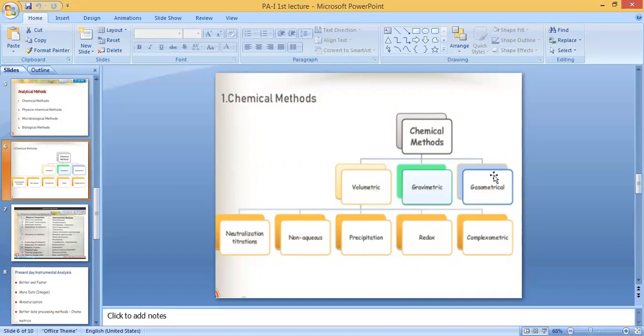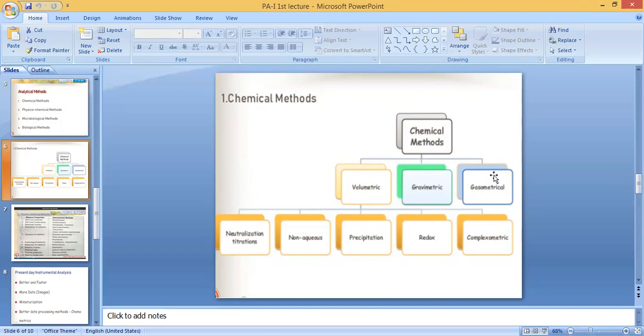So firstly we will study the definition of volumetric analysis. In volumetric analysis, with the help of volume of standard solution consumed by an analyte, we can find out the concentration of analyte, particularly various standardization procedures and assay procedures that come under volumetric types of analysis. Depending upon the volume of standard solution consumed by an analyte, we can find out the concentration of analyte.